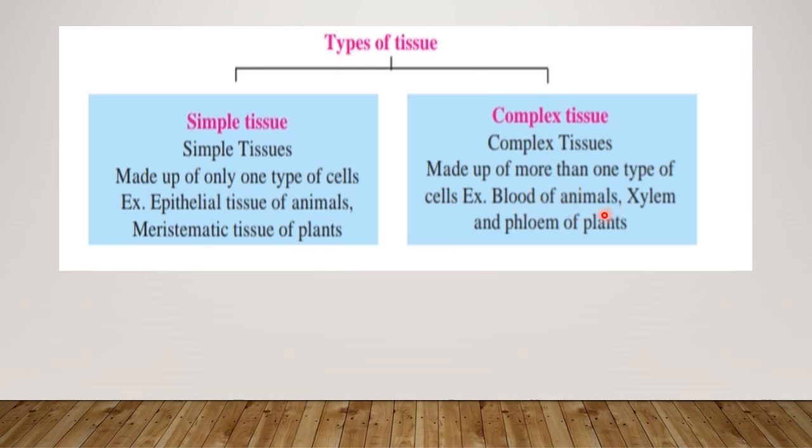Because we don't have this only in the blood of animals. Rather, the composition is: we have RBCs, we have WBCs, so different types of tissues, and the xylem and phloem of plants. In that we have xylem fiber, xylem parenchyma, and phloem. These are conducting tissues, that means they help in transport of food and water. Okay, so two types of tissues, simple and complex tissues.